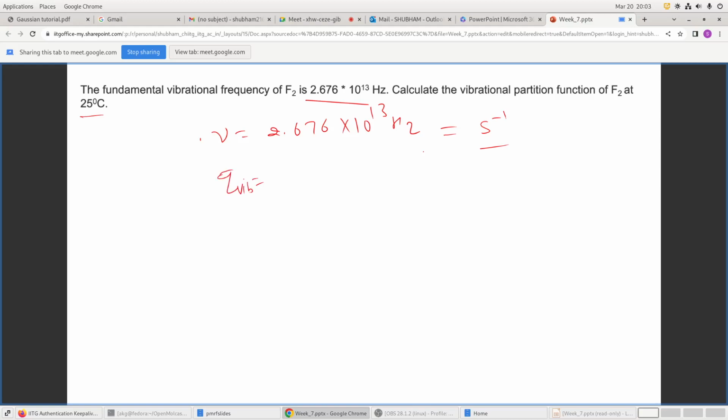It is not defined whether we are taking zero point energy or not, so we can calculate it for zero point energy as well. So fundamental vibration is given. Okay, let's calculate it with the full formula: e to the power minus theta by 2T divided by 1 minus e to the power minus theta by T. So first we will calculate theta by T, and then by putting the value here we can get the answer.